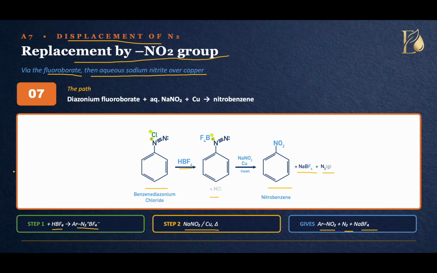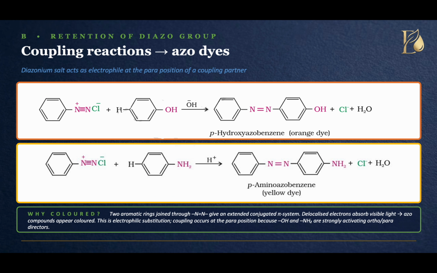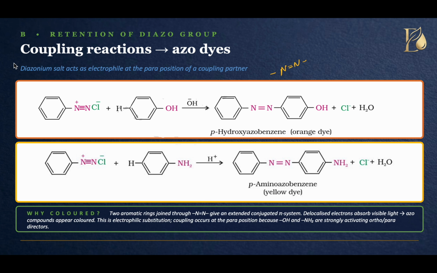So this is the reaction where replacement by NO2 group means we will get the nitro compounds. Now we are moving to the second category, retention reactions, where the diazo group does not leave the molecule. Instead, it forms a new bond resulting in azo compounds. So in these reactions, the diazonium ion acts as an electrophile.